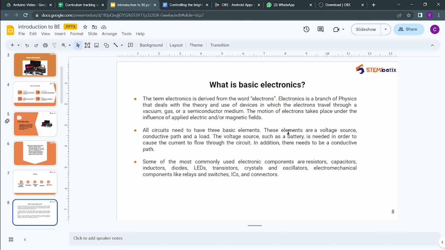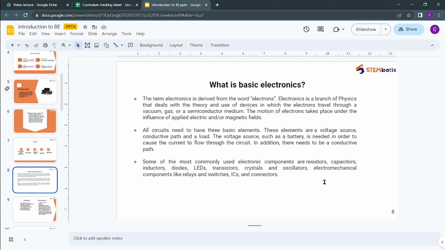So what is basic electronics? The term electronics is derived from the word electrons. Electronics is a branch of physics that deals with the theory and use of devices in which the electrons travel through vacuum, gas, or semiconductor medium, in whichever medium. But the basic thing is that electrons travel through something in these devices. The motion of electrons takes place under the influence of an applied electric and magnetic field. So for that, there should be an electric or magnetic field.